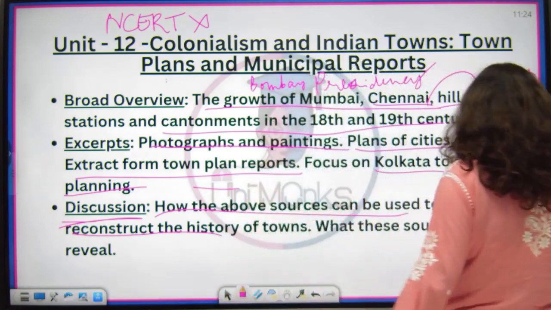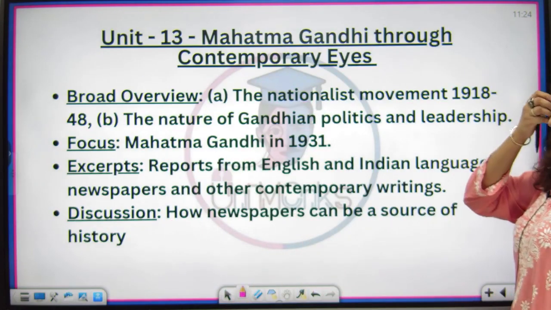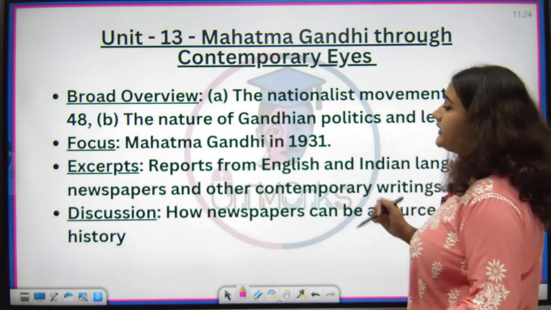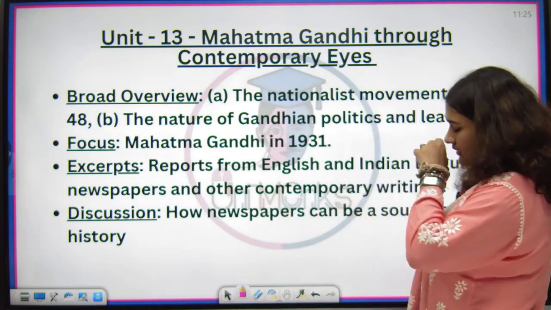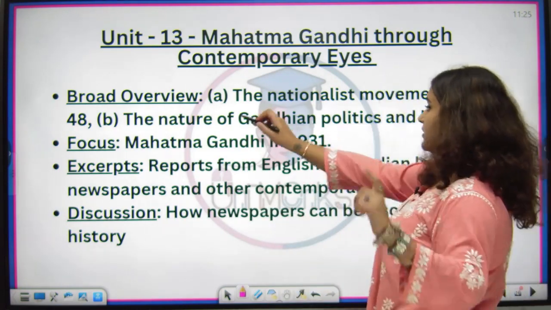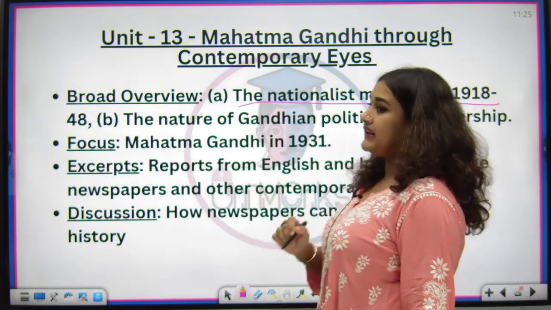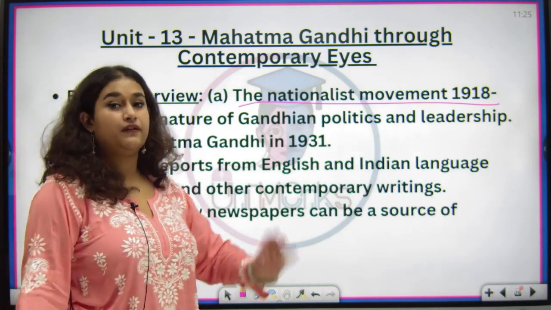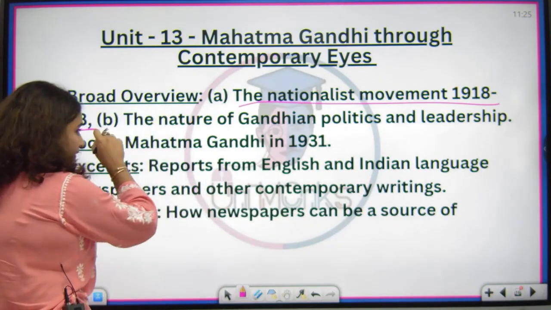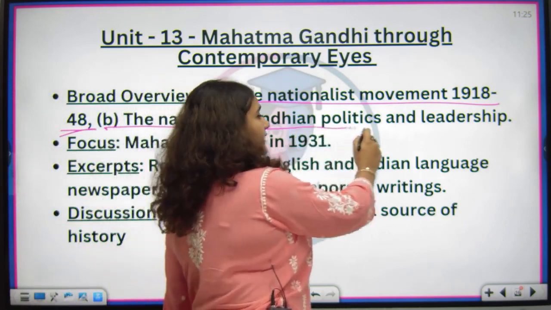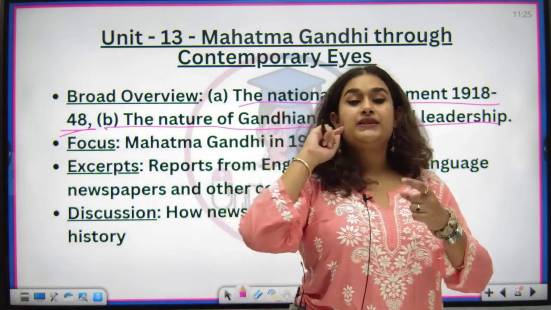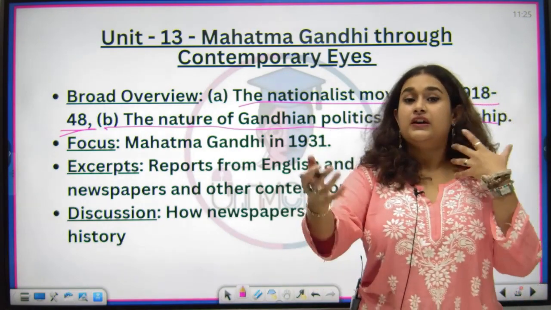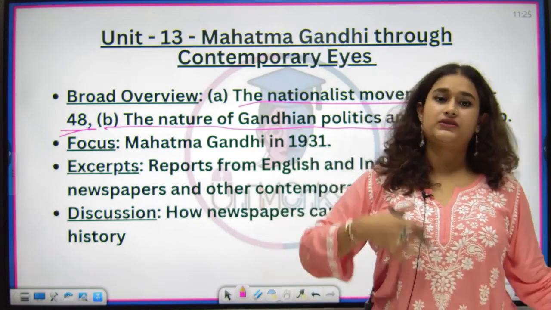Okay, now unit number 13. Unit number 13 is on Mahatma Gandhi through contemporary eyes. A broad overview of this unit is going to be on two things. Number one, the nationalist movement 1918 to 1948. 1918 is when Mahatma Gandhi came back to India from South Africa. Number two is going to be on the nature of the Gandhian politics and leadership, how his ideas on non-violence, and his role as a leader, led us to freedom.